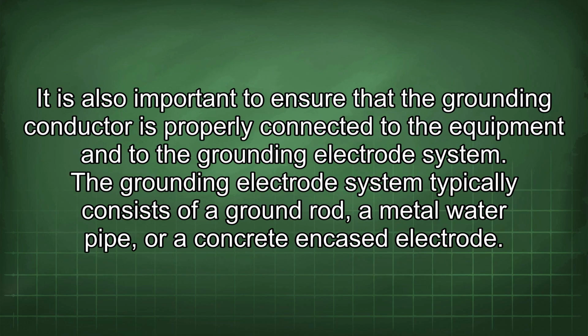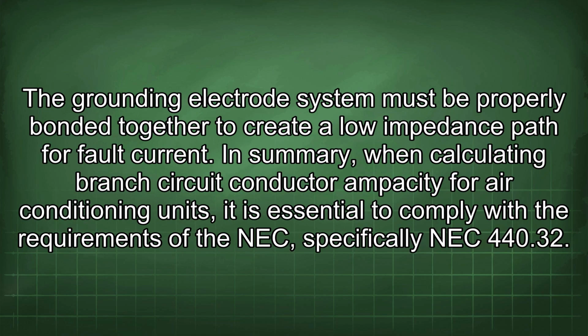It is also important to ensure that the grounding conductor is properly connected to the equipment and to the grounding electrode system. The grounding electrode system typically consists of a ground rod, a metal water pipe, or a concrete encased electrode. The grounding electrode system must be properly bonded together to create a low impedance path for fault current.